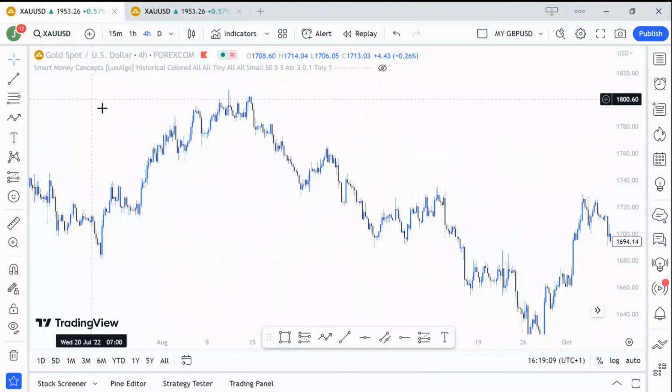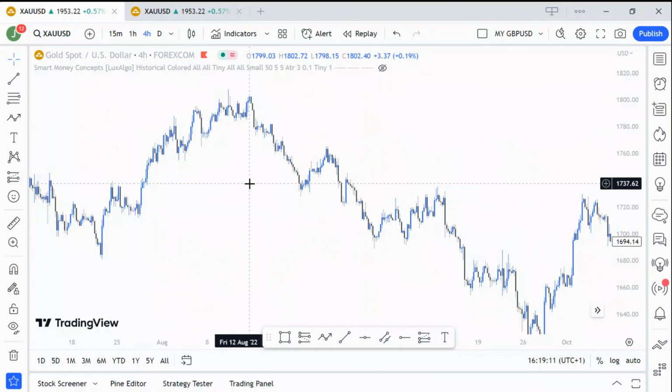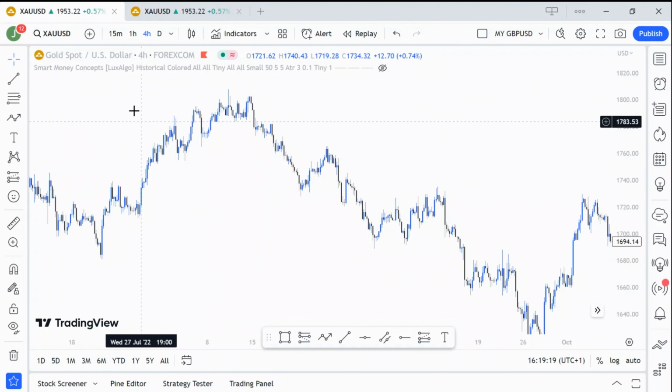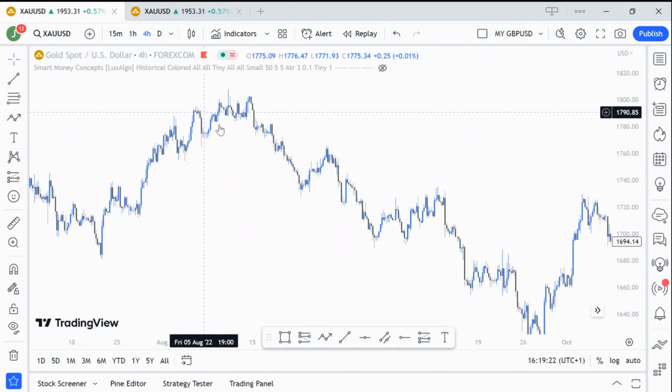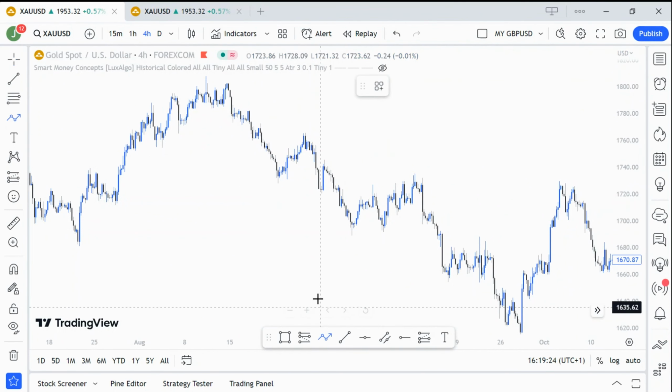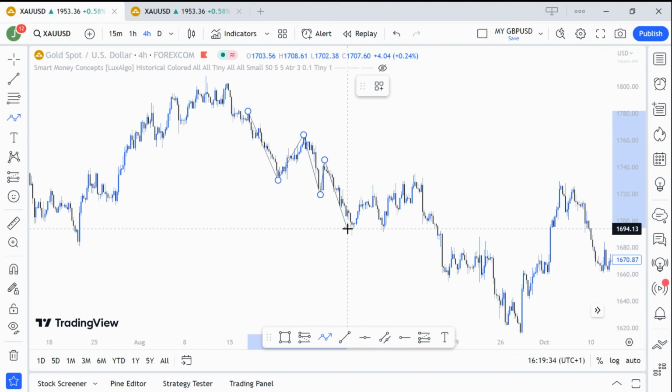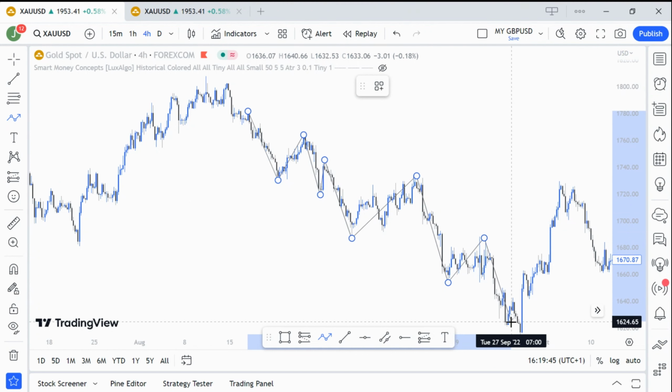Another example of market structure: this is an example of a downtrend, how it looks on a chart. This is XAUUSD. XAUUSD is gold spot against the US dollar. This is how a downtrend looks on a chart. This is a high, a lower low, a lower high, a lower low, a lower high, and a break of structure to the downside, a lower low, then a lower high, a lower low, a lower high, and a lower low.